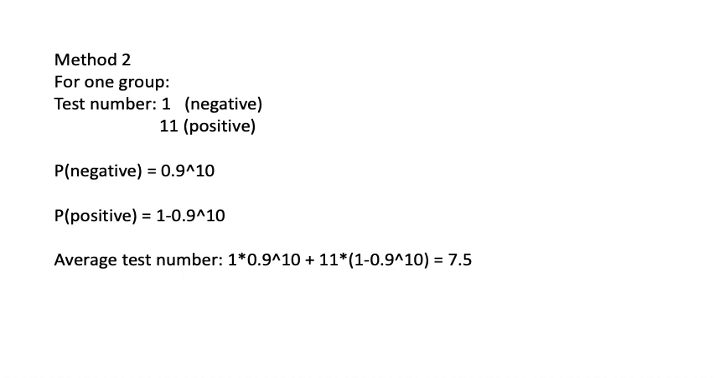Finally, we have to calculate the average test numbers for this group. First, when the test number is 1, the probability is 0.9 to the 10th, and for the test number is 11, the probability should be 1 minus 0.9 to the 10th, and we add them up. The total result is 7.5 for this group, which means the average test number for one group is 7.5.